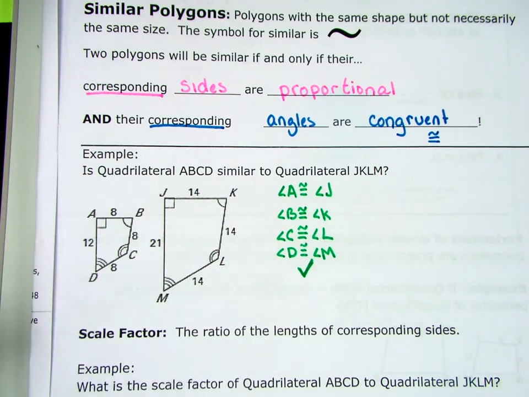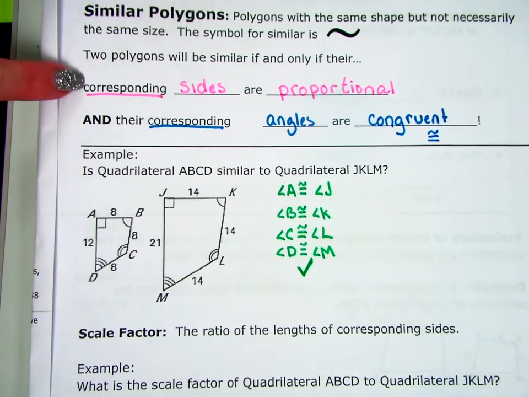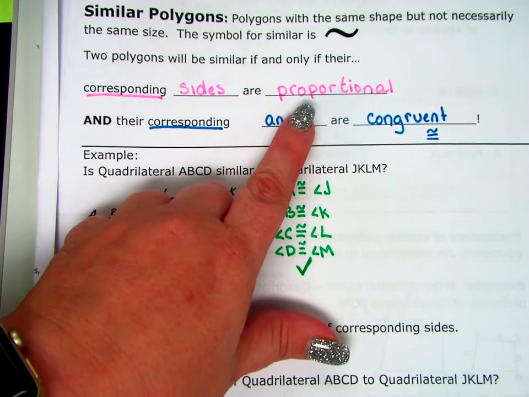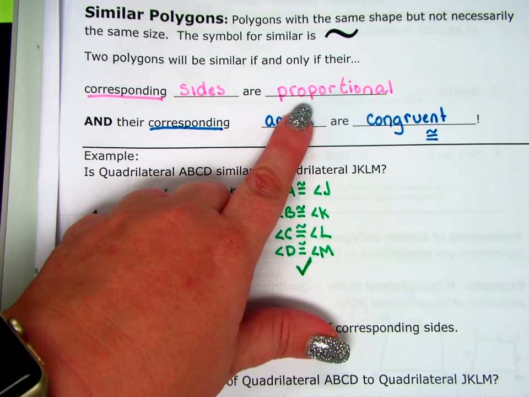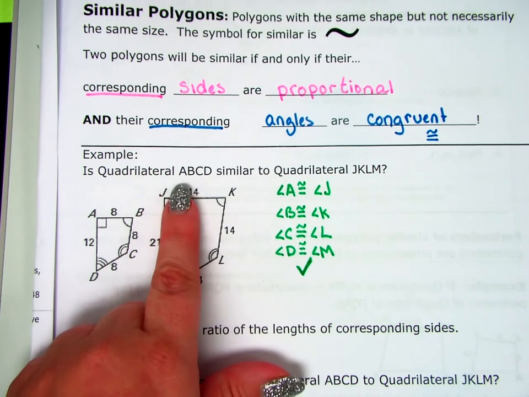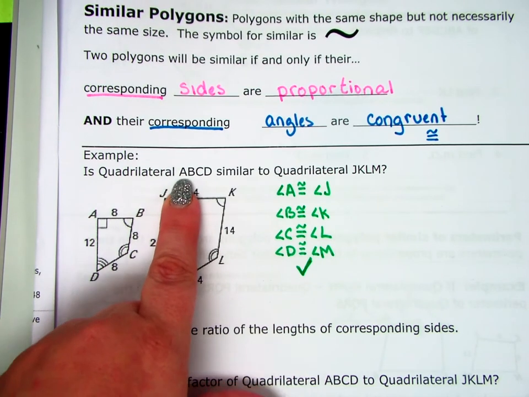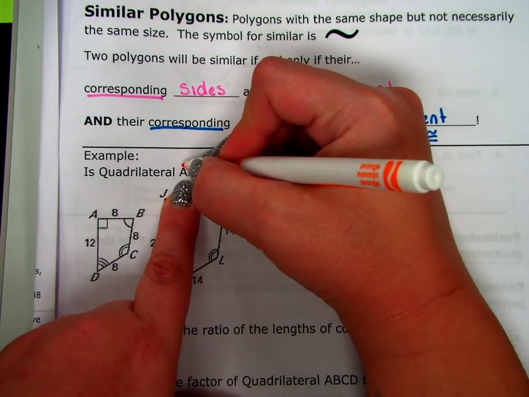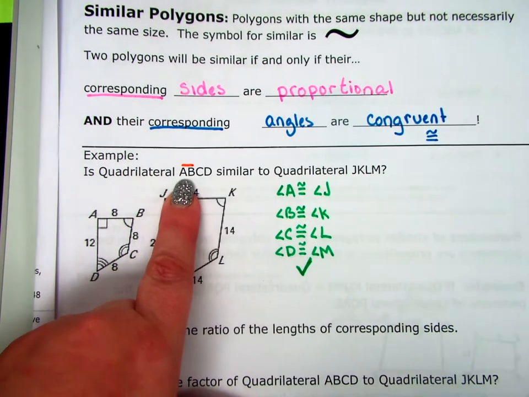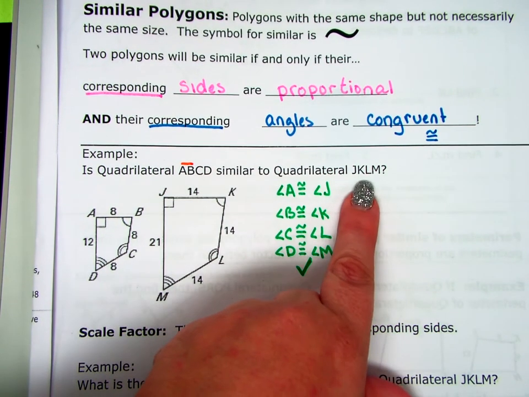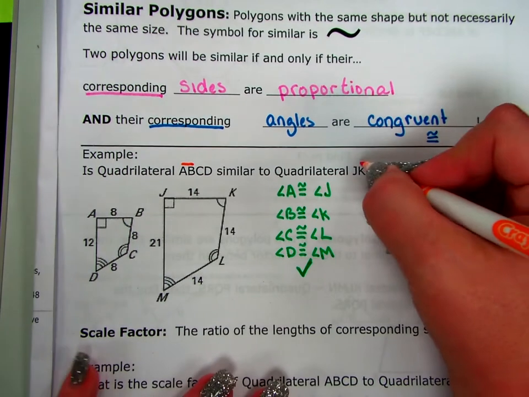Okay? So that's only half of the situation. We also have to show that my corresponding sides, when I make them ratios, they equal each other. That means they're proportional. Okay? So again, we have to look back at how we name our shapes. My first shape, ABCD, that tells me that AB is one of its sides. AB is going to match up with which side over here? JK.